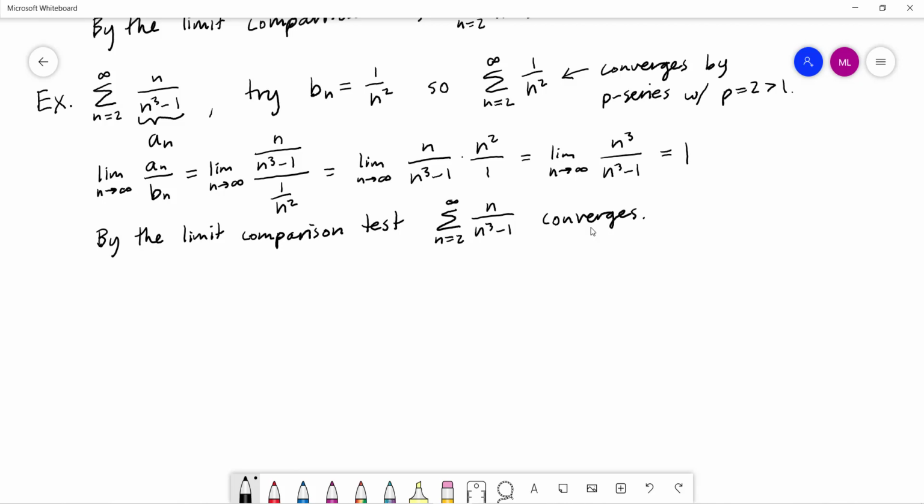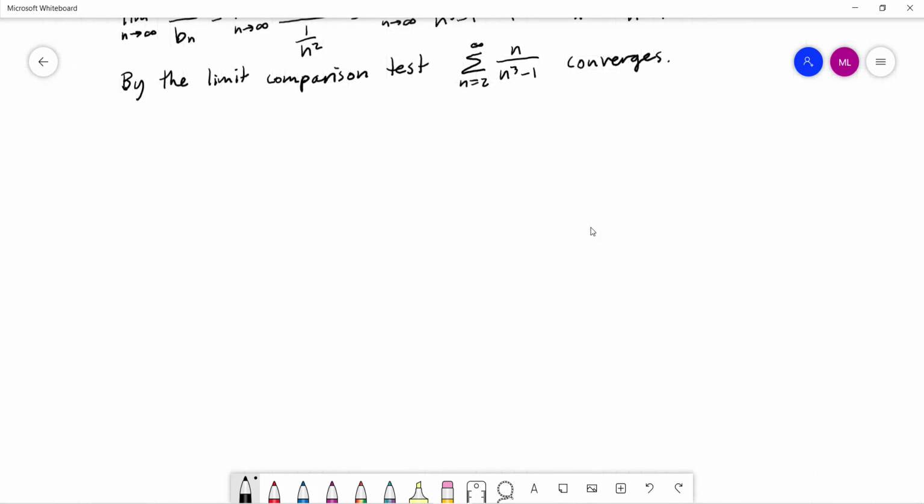Let's try another one. Let's look at the sum from n equals 1 to infinity of 2 over the square root of n plus 2. So again, I'm going to let this be my a sub n, and we need to figure out what our b sub n should be.